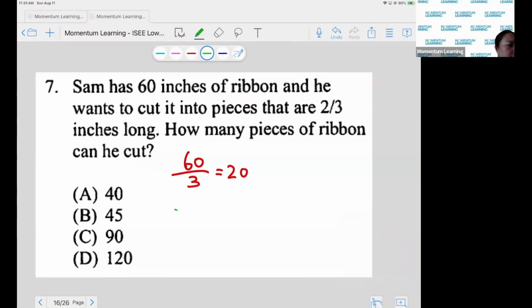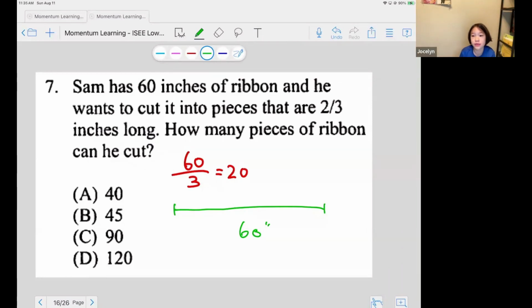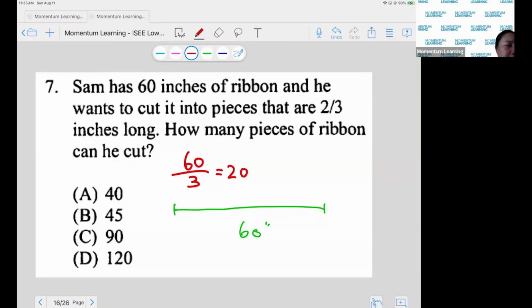Now let me tell you, just by logic. We have a ribbon. I cannot draw a ribbon, so let's draw a line. My whole ribbon is 60 inches long. Now I'm cutting pieces of 2/3 inch. Is 2/3 inch more than 1 inch or less than 1 inch? Jocelyn, what do you have? Less.